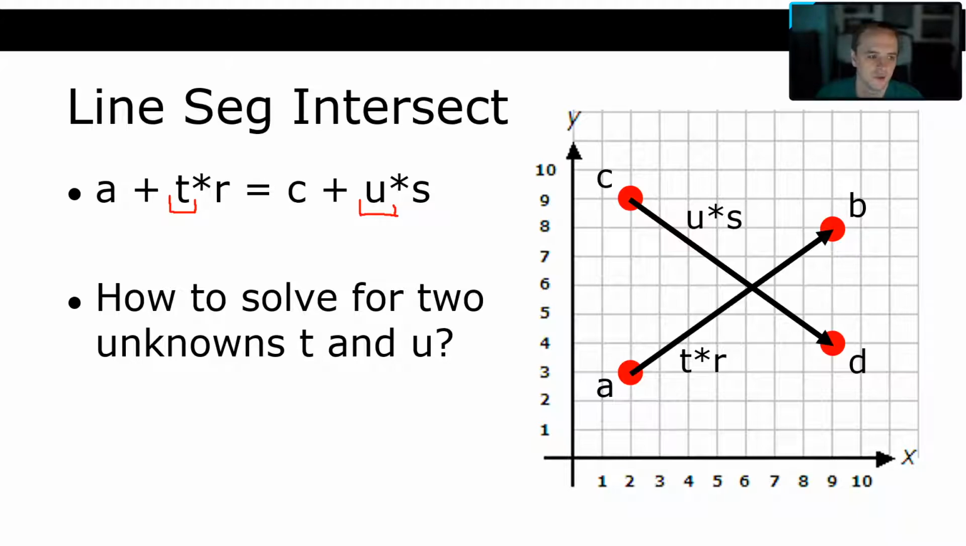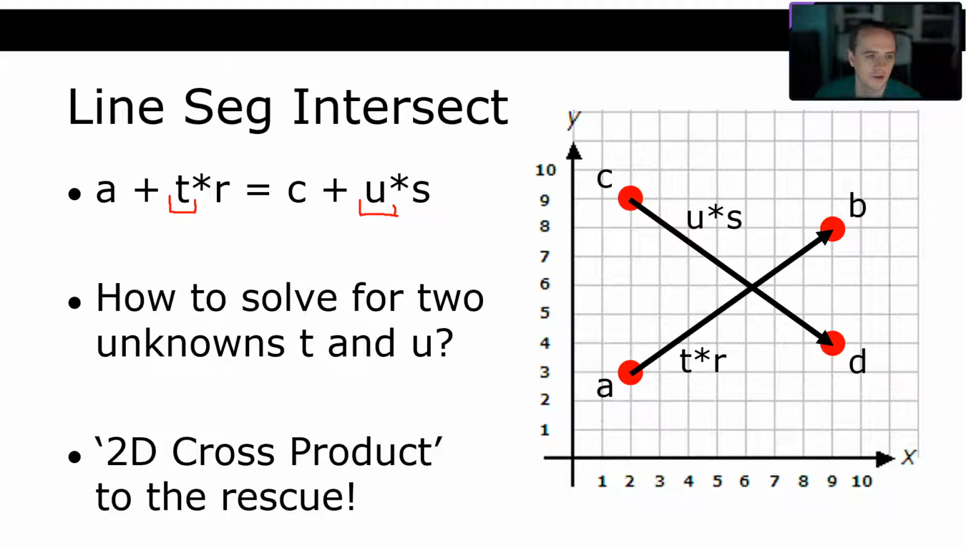But some people are saying make a system of equations and do all this crazy stuff. Nope. We're going to introduce some tricky math that lets us just solve the problem for free, okay? Well, not for free. We have to do a little bit of big braining. But we're going to talk about the 2D cross product.